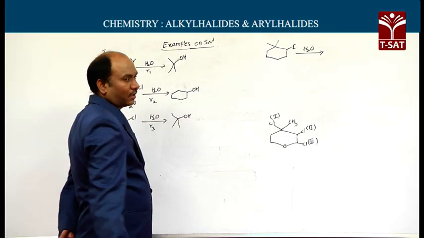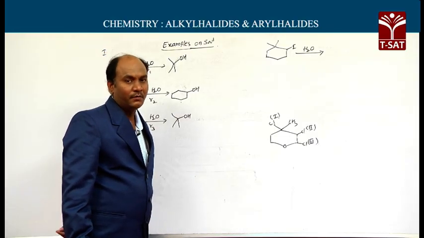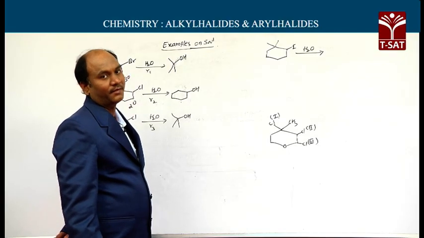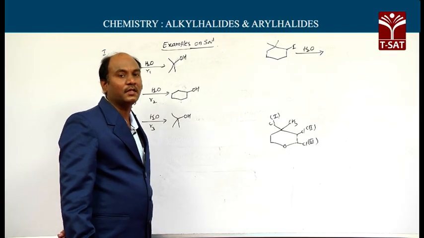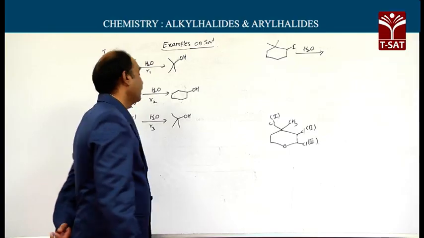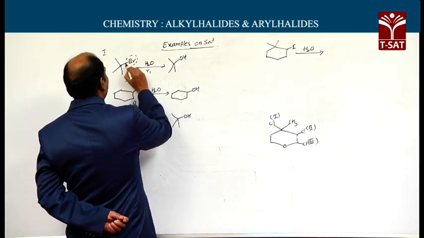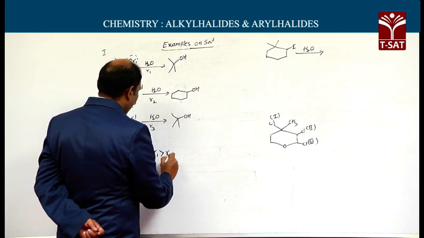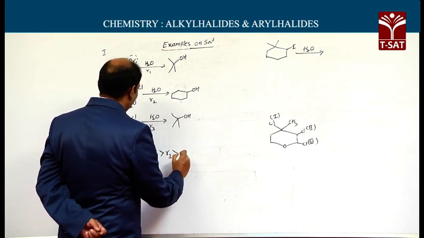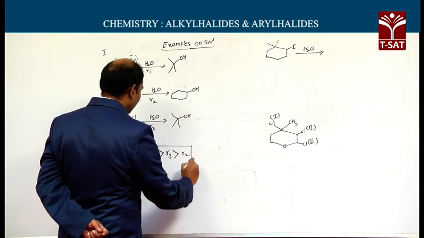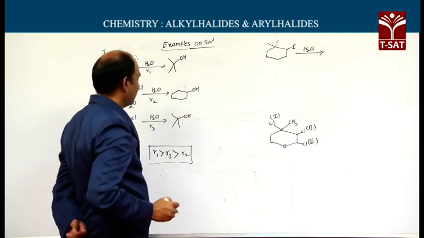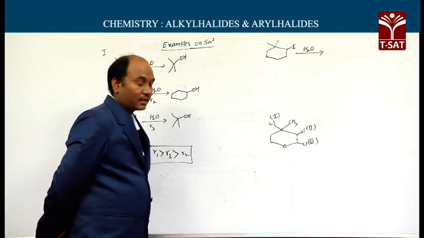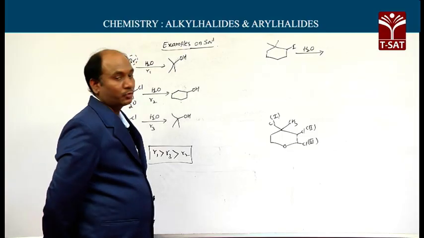Br minus and Cl minus: from top to bottom in a group, leaving group ability increases. F minus is less than Cl minus, less than Br minus, less than I minus. That is, Br minus is a good leaving group. That means R1 is greater than R3 is greater than R2. Why? Because this is a tertiary, this is also tertiary, this is a secondary.